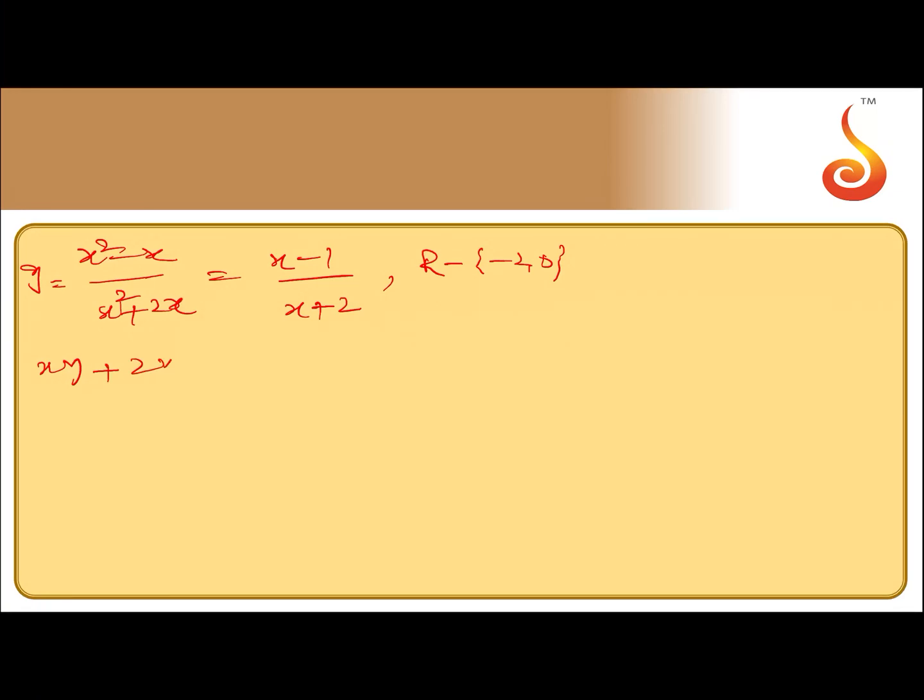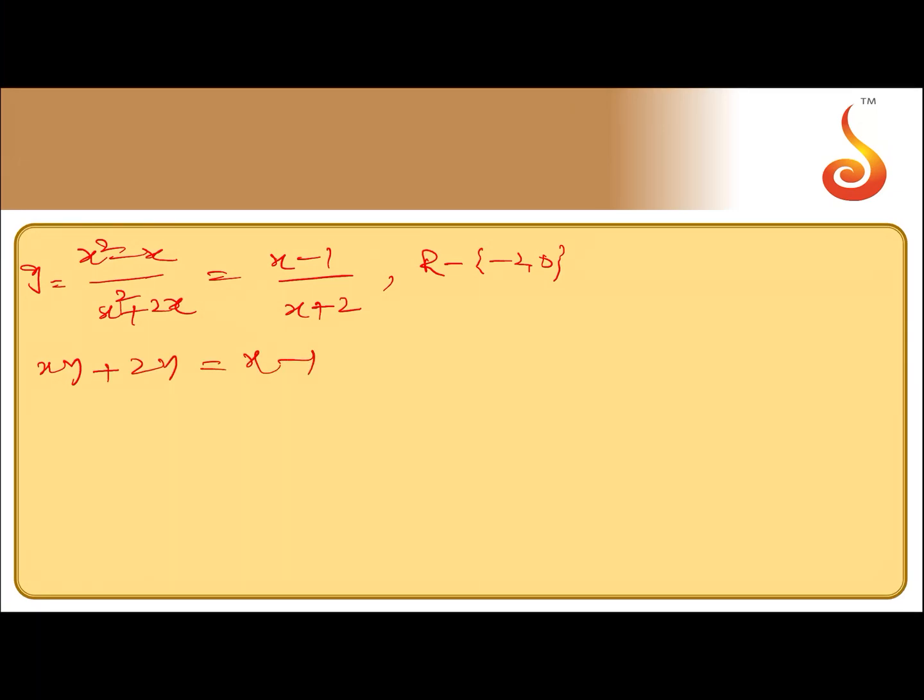f of x is equal to (x square minus x) divided by (x square plus 2x). So let me take x common: x minus 1 divided by x plus 2, provided the domain is R minus {minus 2, 0}. Now to calculate f inverse, we want to find the derivative of f inverse. Why don't you express x in terms of y?